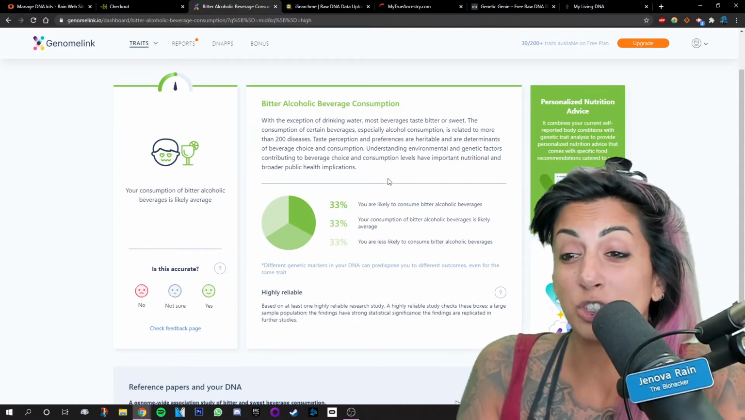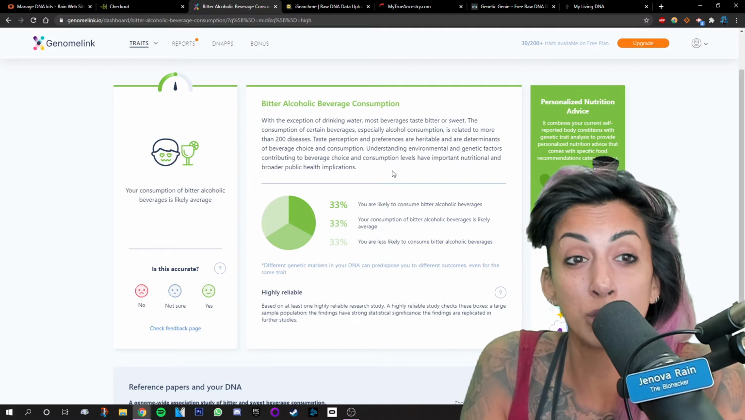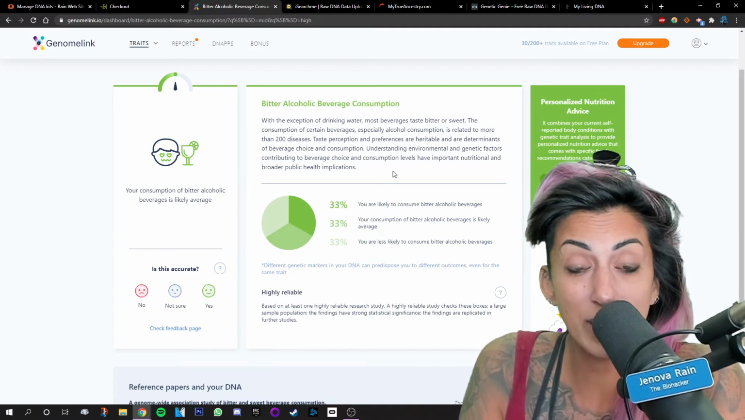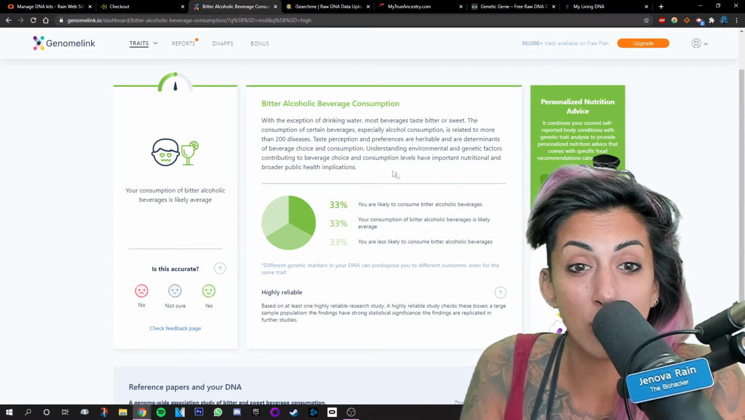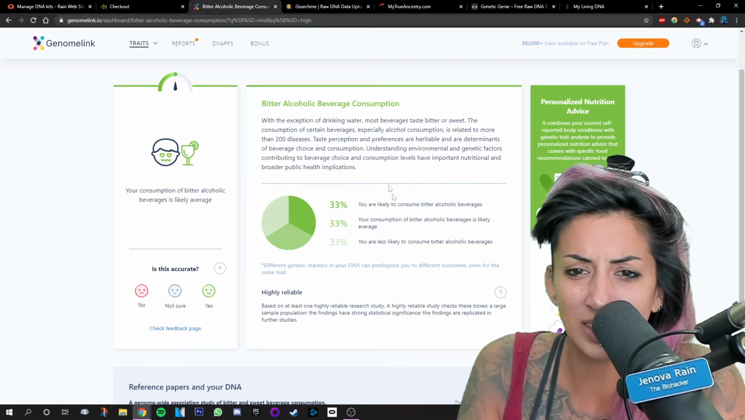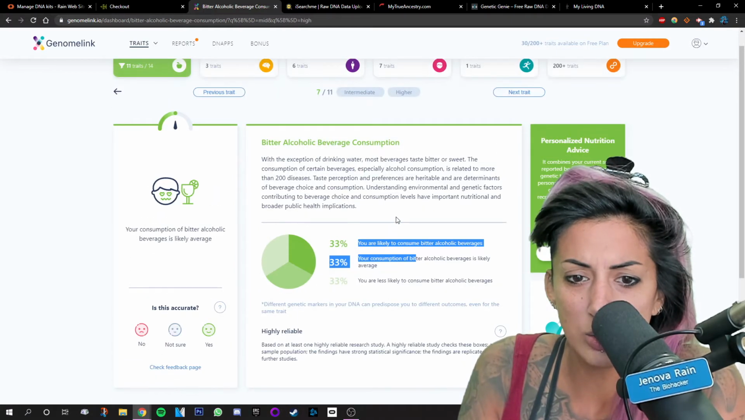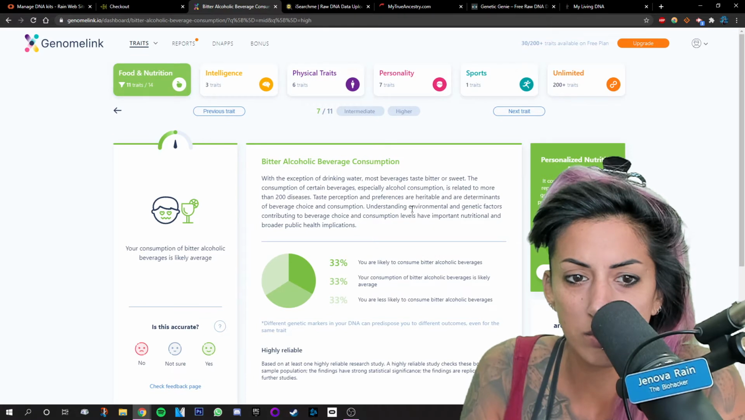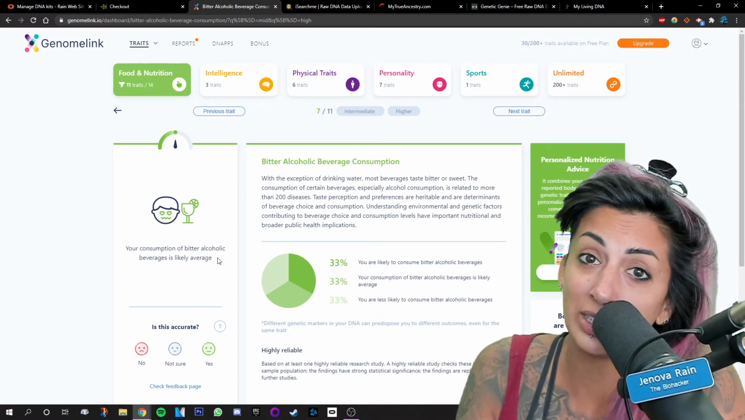I really like citrus things. I drink water with lemon on a daily basis, and I put lemon in just about everything I can get away with. In terms of cocktails, I will normally go for citrusy, bittery things, but I don't think this has anything to do with what this is trying to tell me. Your consumption of bitter alcoholic beverages is likely average.